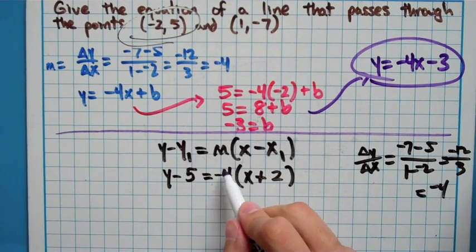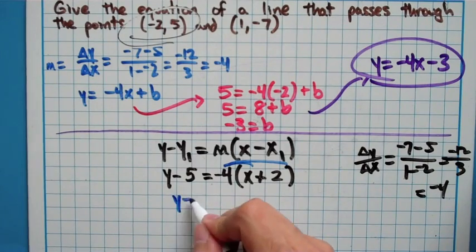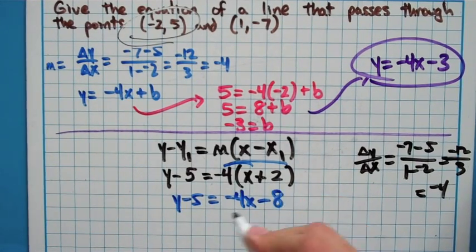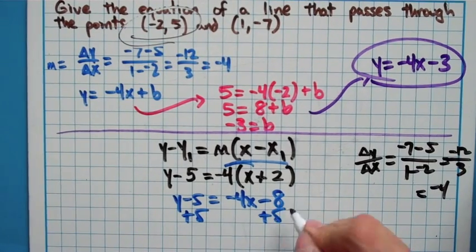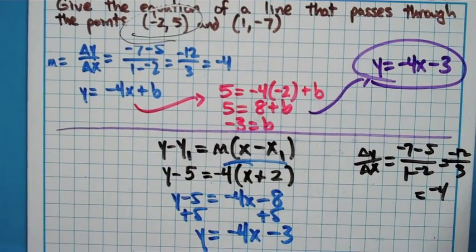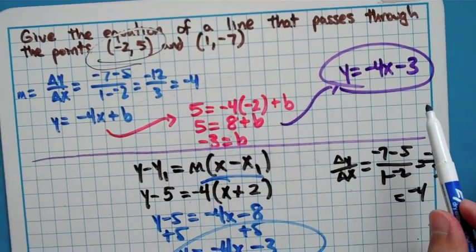And once you get to here, not a bad answer at all, but it's better if y is by itself. So I'm going to distribute, get y minus 5 equals -4x minus 8. You're going to add that 5 to both sides, and you get y equals -4x minus 3. Same answer we got up here on our last problem.